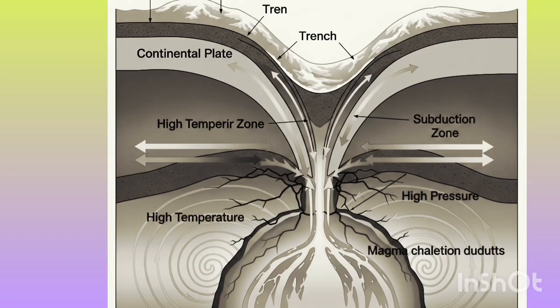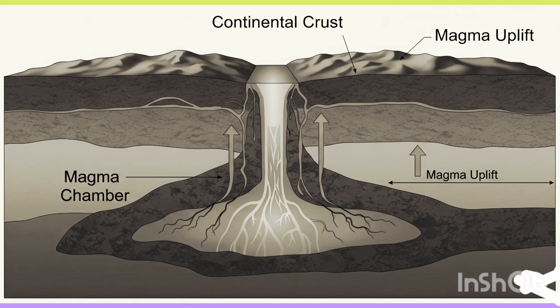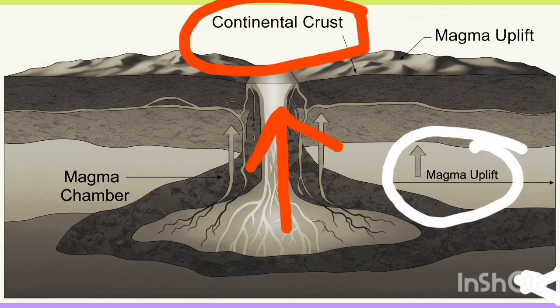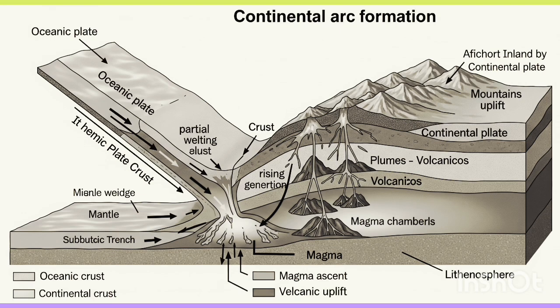Let's find out. As we know, when oceanic plates subduct into the mantle, under high temperature and pressure, that plate melts into magma. The density of the magma is lower than the crustal density. So that's why that magma finds its way in an upward direction into the continental crust. As a result, the continental arc develops, meaning a chain of volcanic mountains running parallel to the trenches.